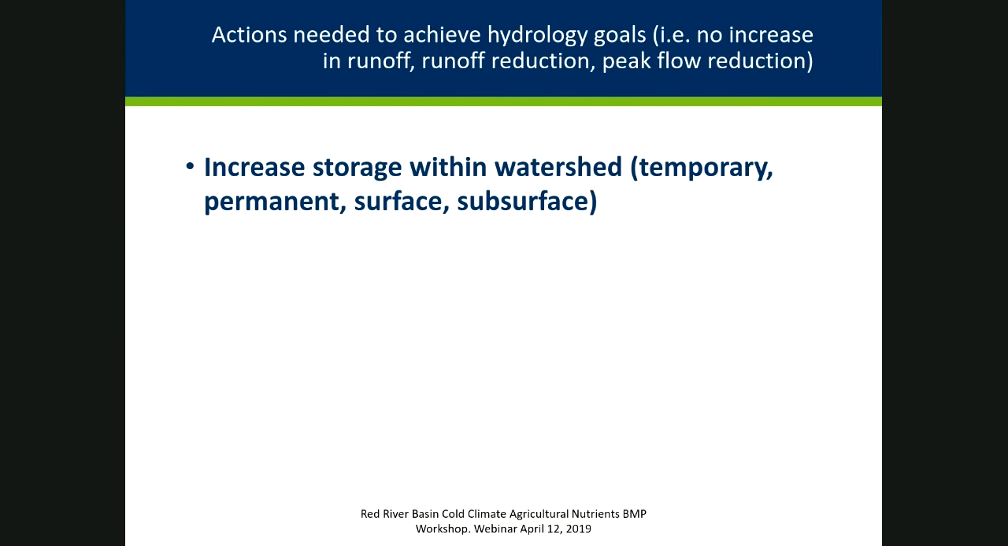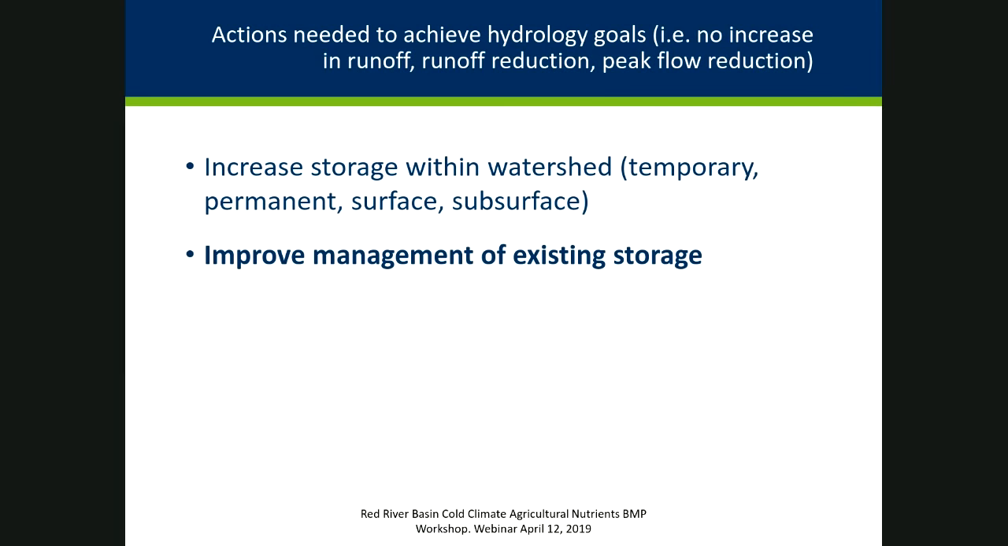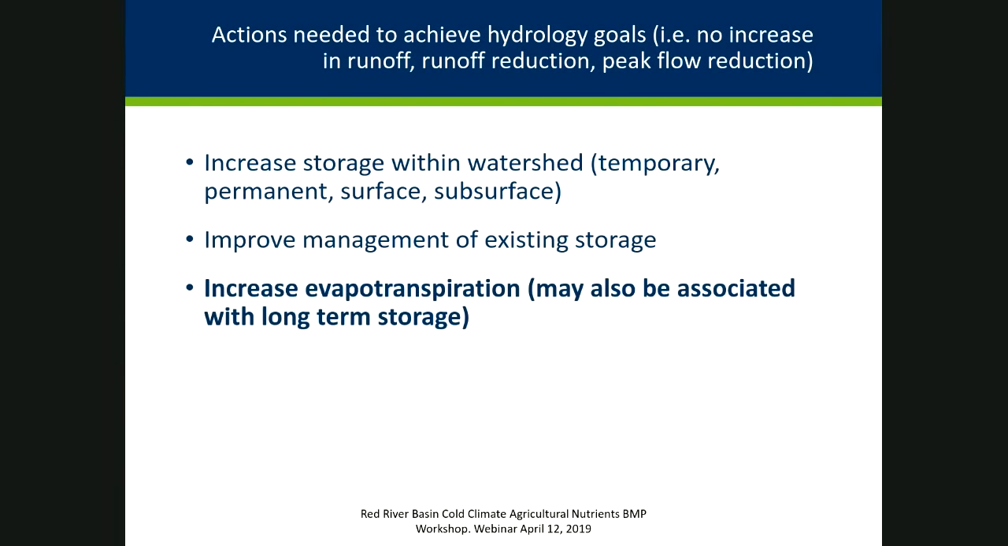And these are the actions, the mode of action that we can take to achieve, at least from my perspective as a watershed planner, hydrology goals, which would be no increase in runoff, runoff reduction, or peak flow reduction. We can increase storage on the landscape. That would be temporary or permanent, surface and subsurface. We can improve the management of existing storage, or we can increase evapotranspiration. And think about how all the best management practices can fit into these three categories. And long-term storage does increase evapotranspiration, so I threw it in there.